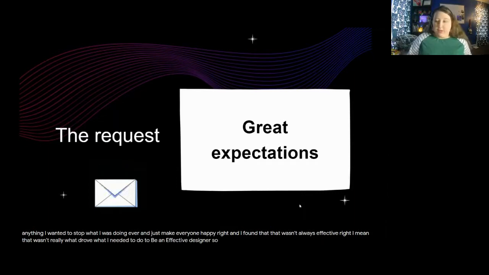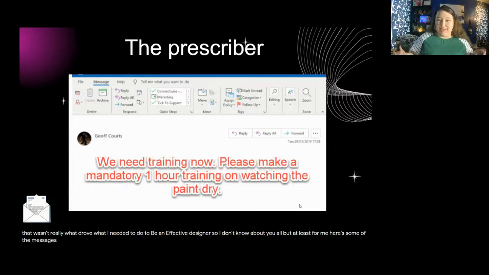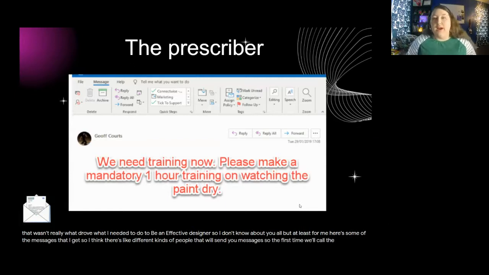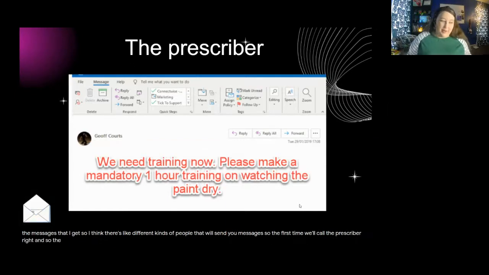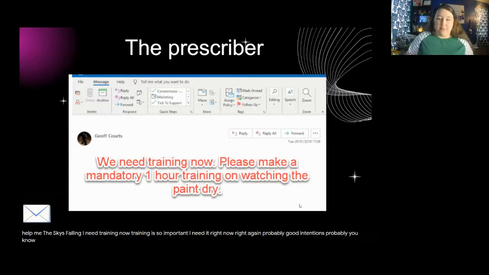So I don't know about you all, but at least for me, here are some of the messages that I get. I think there are different kinds of people that will send you messages. The first I'm going to call the prescriber. The prescriber is the person that's like, the sky is falling. I call them the Chicken Littles. Like, "Help me, the sky is falling. I need training now. Training is so important. I need it right now." Again, probably good intentions. Their heart is in the right place.